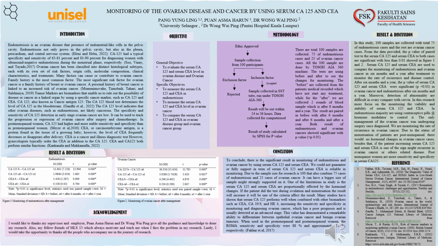Serum CA125 and serum CEA are used to compare the monitoring of endometriosis and ovarian cancer at 6 months and a year after treatment, to monitor the rate of recurrence and disease control. After 6 months and a year, the p-value of the serum CA125 and serum CEA are significant, less than 0.01, in ovarian cancers and endometriosis.